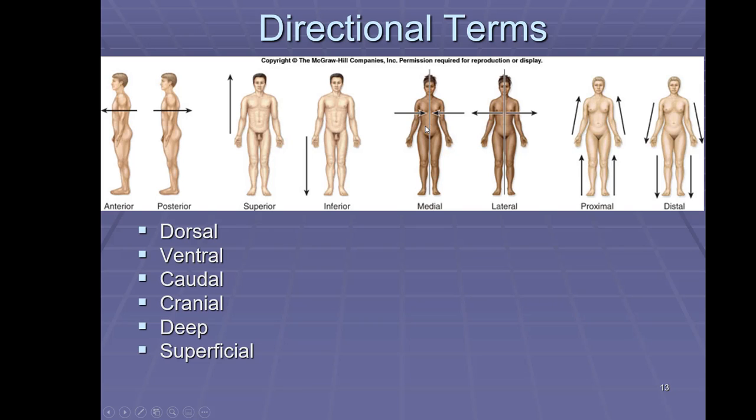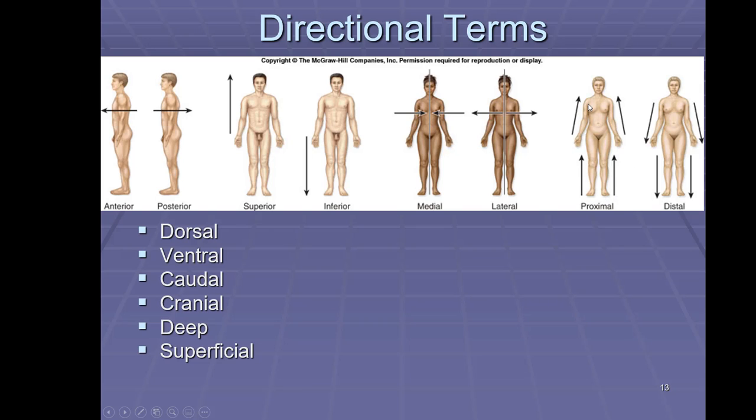Medial and lateral are terms describing the relationship to the midline of the body. For these, just assume that there's an imaginary line running through the middle of the body. If something is towards that midline, it's medial. If it's more away from that midline, it's lateral. An example would be, for instance, the right arm is lateral to the chest. So it's away from that midline.